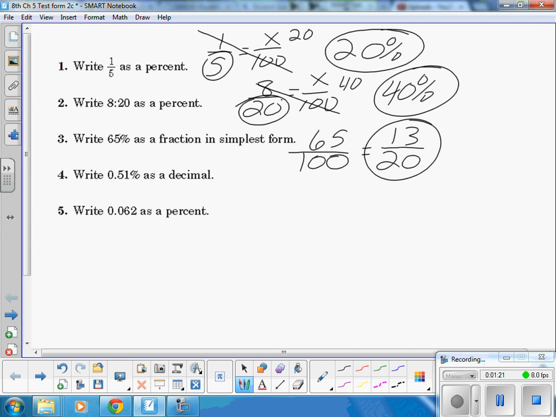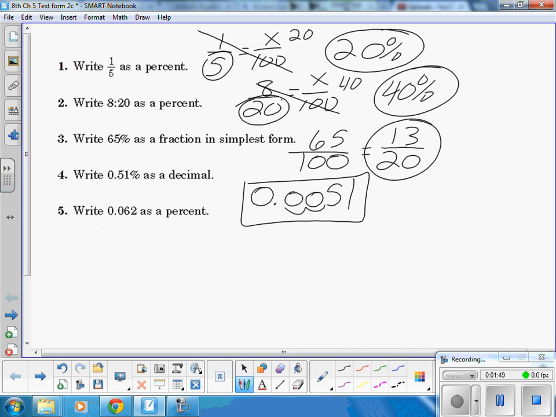Number 4, write 0.51% as a decimal. To change a percent to a decimal, we move the decimal point 2 places to the left. So we get 0.0051. 2 places to the left. So 0.0051.